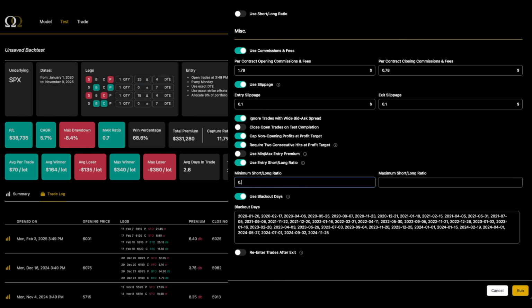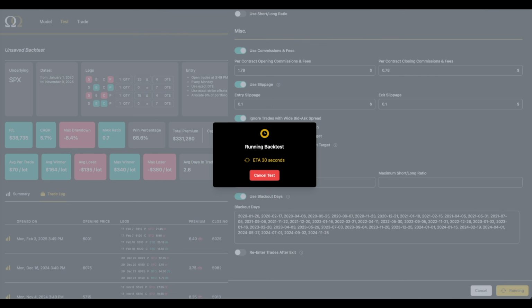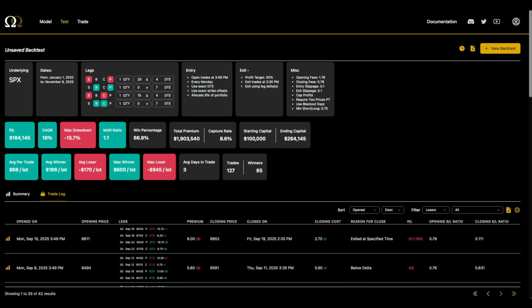Let's take it down to 0.75 and see if it's still better. And that will maybe cut out a few of those low probability trades. We were under a MAR of 1 before, and there we go. Okay, so I kind of like this. Just by filtering it with a min short long ratio, this is going to keep us out of some of these trades where there's not as much juice.